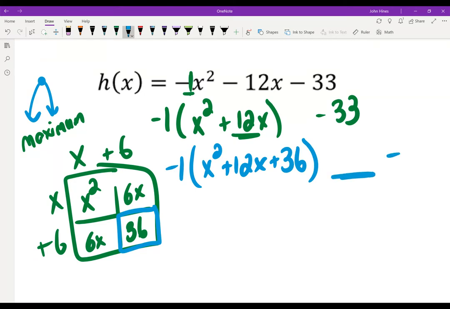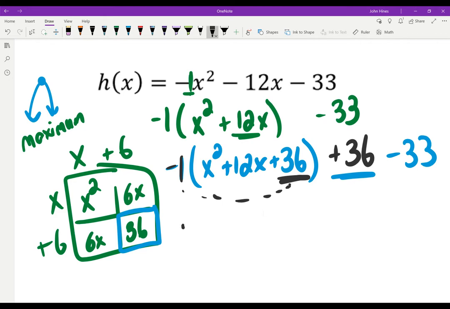Now it's time to counteract it. Well, let's think for a second. I added 36, but I wrote 36, but is that really a 36? No, it's really a -1 times 36. So this is a -36, so I need to counteract that with a positive 36. Those don't look like they cancel each other out, but they do, because this isn't really a positive 36, it's really negative.